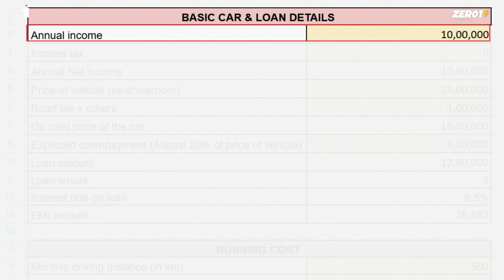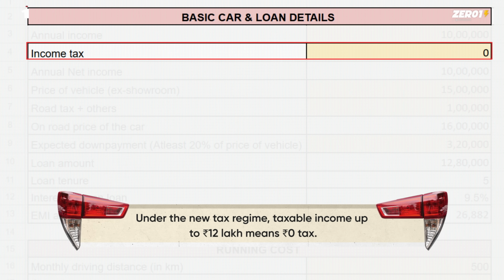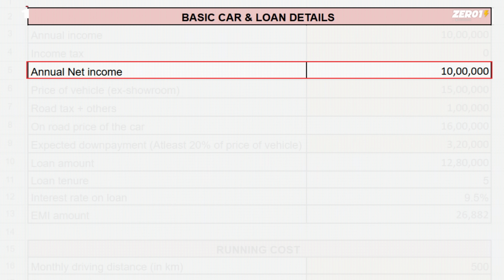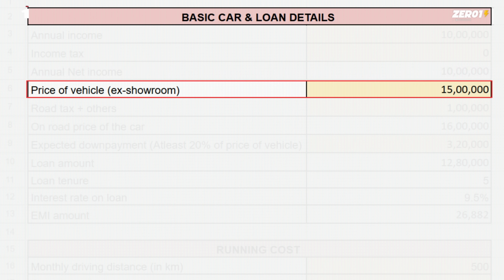First, you put your annual income, which is 10 lakh rupees I've assumed over here. You can obviously change it. Then you put in your income tax to get your net income. Now, in this case, there is no income tax, so we'll let it be at 10. Then we'll put the price of the vehicle ex-showroom. I'm putting 15 lakh rupees, but remember, ex-showroom means exclusive of all other taxes. So you have to include it.